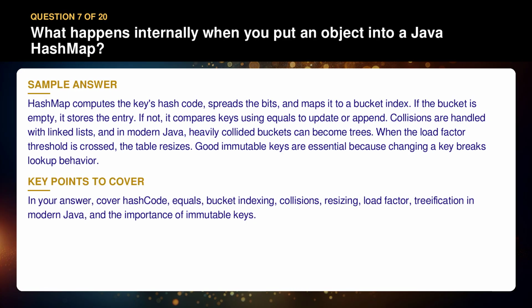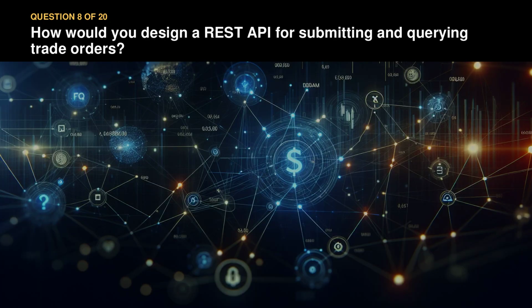In your answer, cover hash code, equals, bucket indexing, collisions, resizing, load factor, treeification in modern Java, and the importance of immutable keys. Question 8. How would you design a REST API for submitting and querying trade orders?